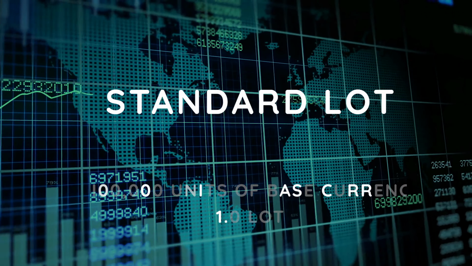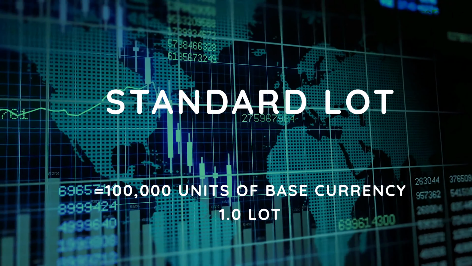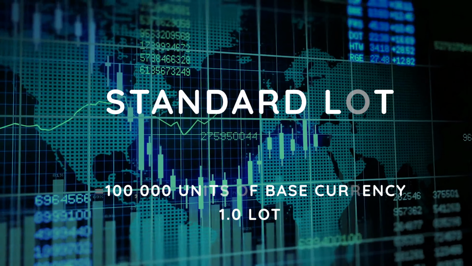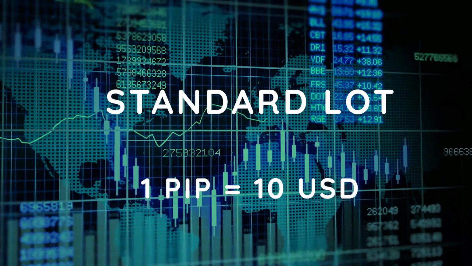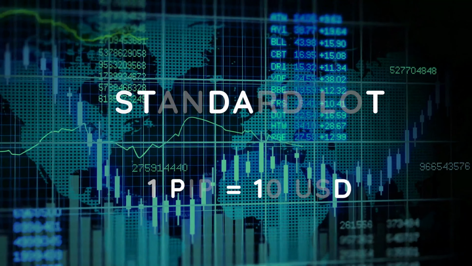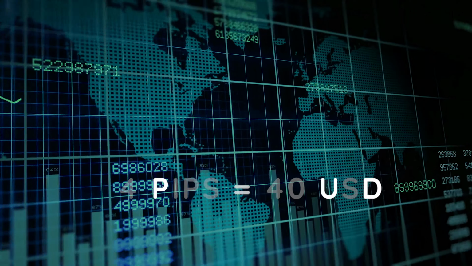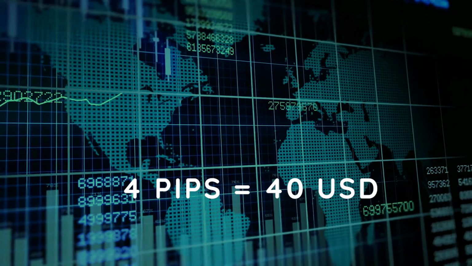If I was trading one standard lot, which is 100,000 units, then each pip is worth 10 US dollars. So in the earlier example of the euro against the US dollar, with the 4 pip move, and assuming you were trading one standard lot, 4 pips is equal to 40 US dollars. The same $10 per pip also applies to the Great British Pound against the US dollar, the Aussie dollar against the US dollar, and the New Zealand dollar against the US dollar. So that was the easy part.